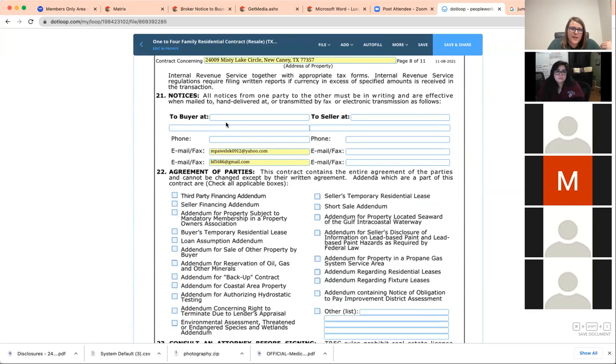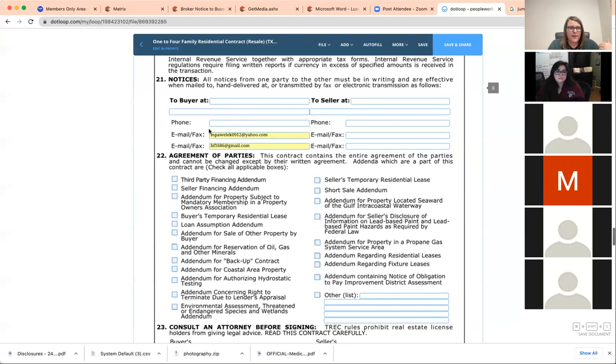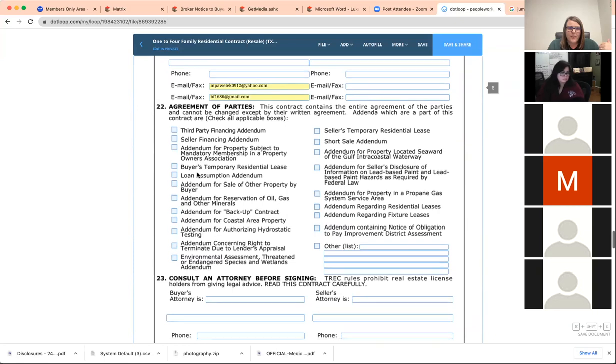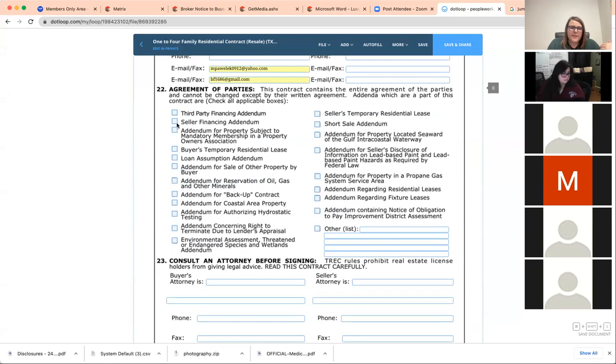The rest is pretty fast. Notices, so this is the buyer's information. This is the seller's. You fill out what you have for the buyer. Agreement, so these are all the documents.